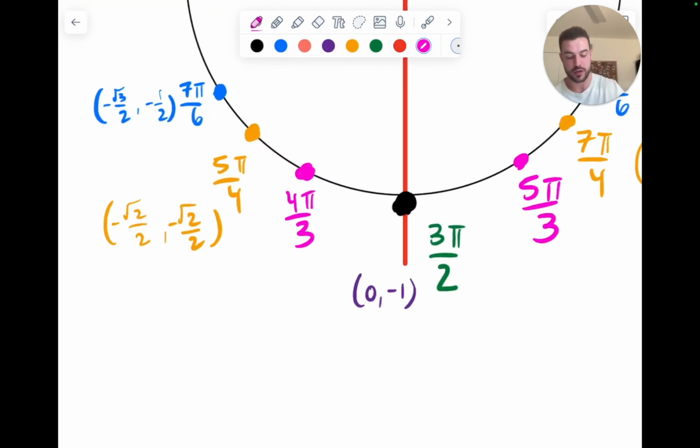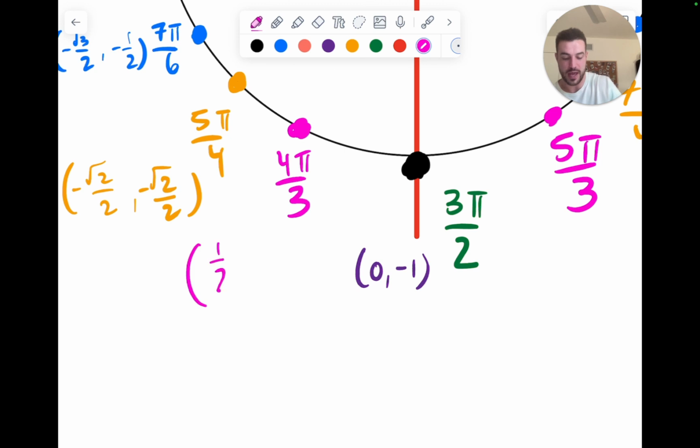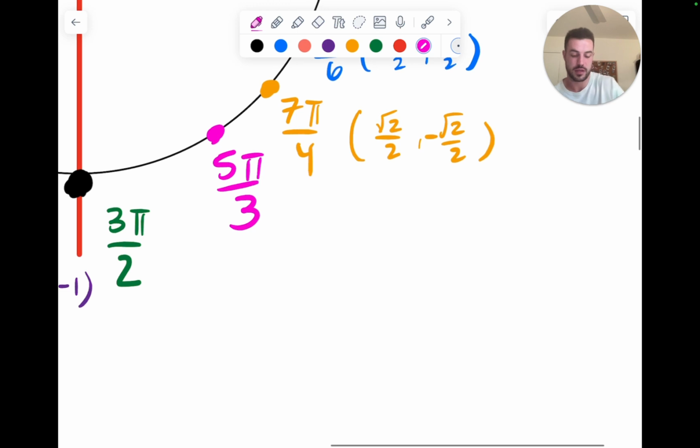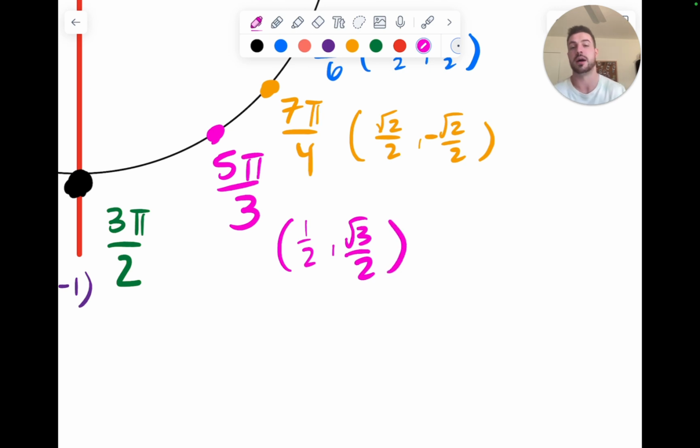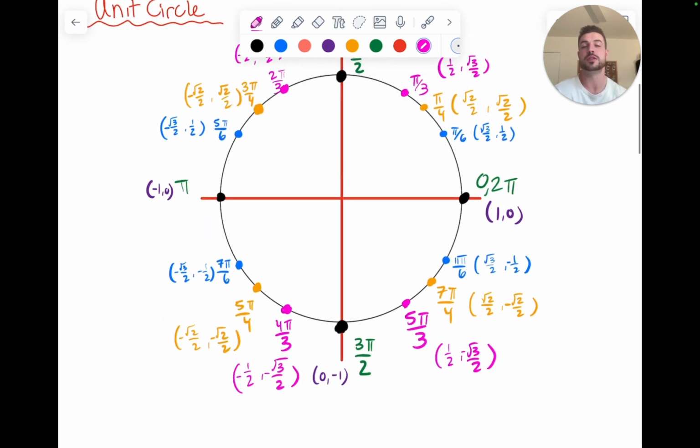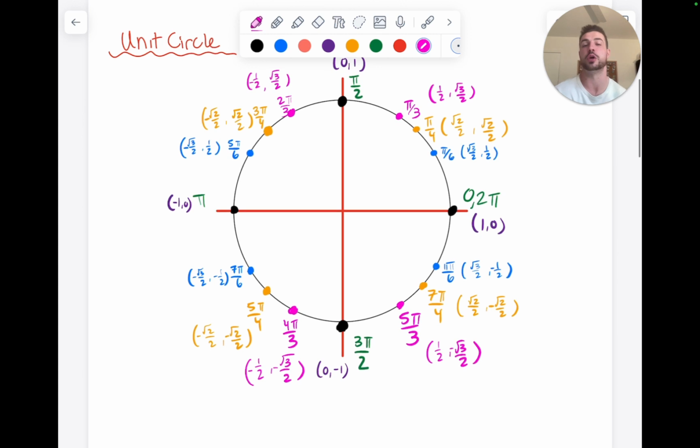So let's fill in our coordinates again. These need to be the exact same, 1/2 comma root 3 over 2. And we're now in quadrant 3, so both values will be negative. And now 1/2 comma root 3 over 2. And in this case, only our y value should be negative. So using some simple math, using what we already know about right triangles, and using the 30, 60, 90, 45, 45, 90 rules, we can come up with some other angle measurements and their values on our unit circle.